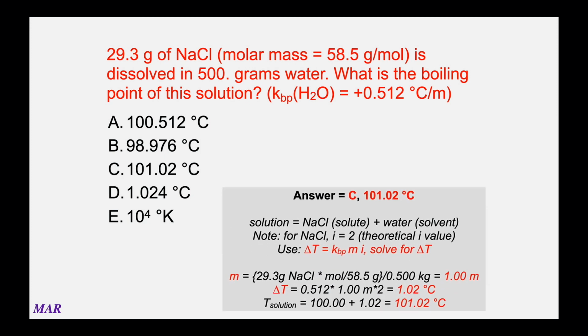to find the right answer. So on this problem, molality is the part I would start focusing on. Find the moles of NaCl, divide by 0.500 kilograms. That comes out conveniently to 1.00 molal. So then delta T, K times M, 1.00, times I, which is 2, is 1.02 degrees Celsius. So the boiling point will go up by 1.02, 100 plus 1.02, boiling point 101.02 degrees Celsius.